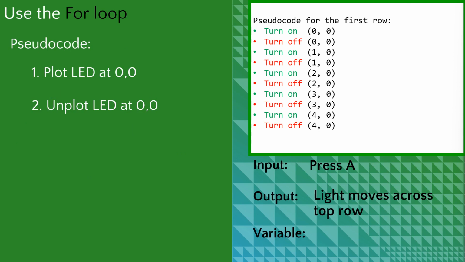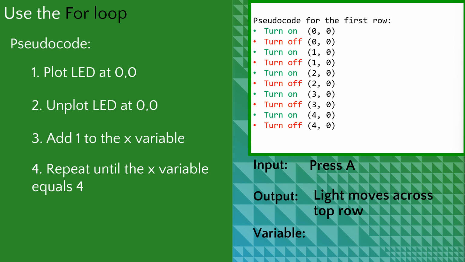Let's just say we want to press the A button on the microbit. And when we do that, the LEDs will blink across the top row to the end. So let's focus on this top row. We will start by plotting the LED at 0, 0, and then unplot it. We then want to increase the X variable by 1 so that the LED plots 1, 0, and then unplots. Then we want to repeat this until we have 2, 0 as the X variable, and then 3, 0, and then 4, 0 as the X variable.